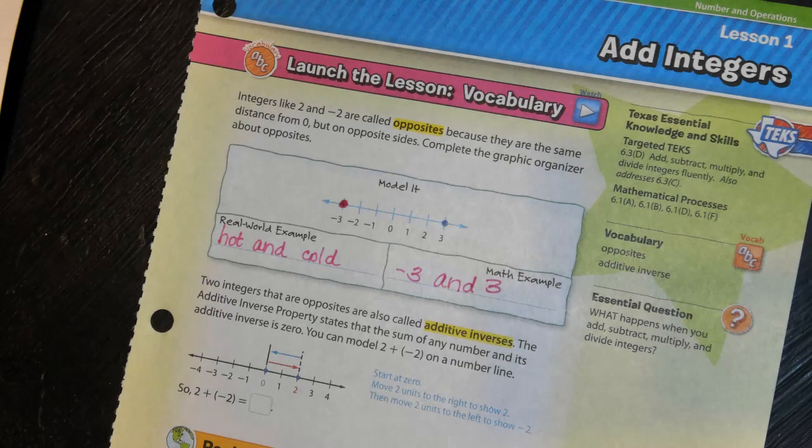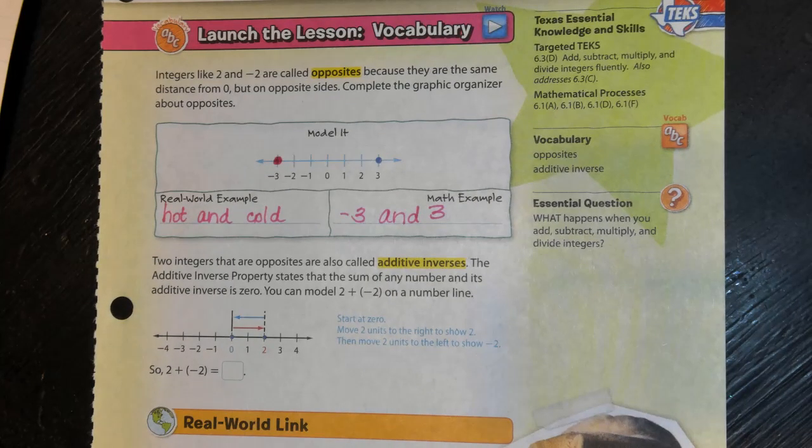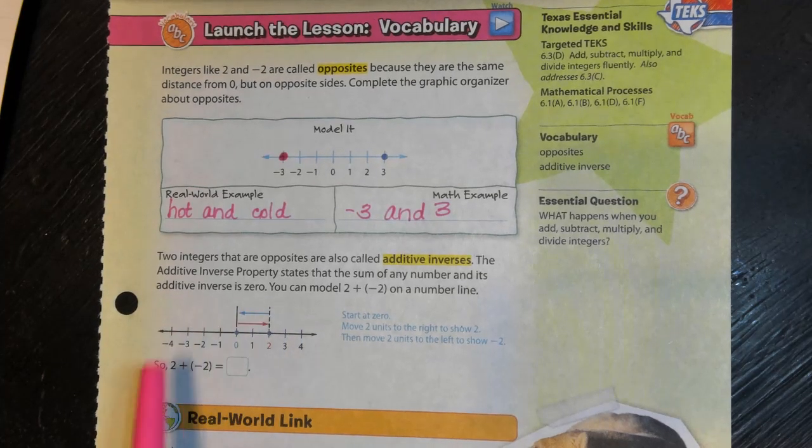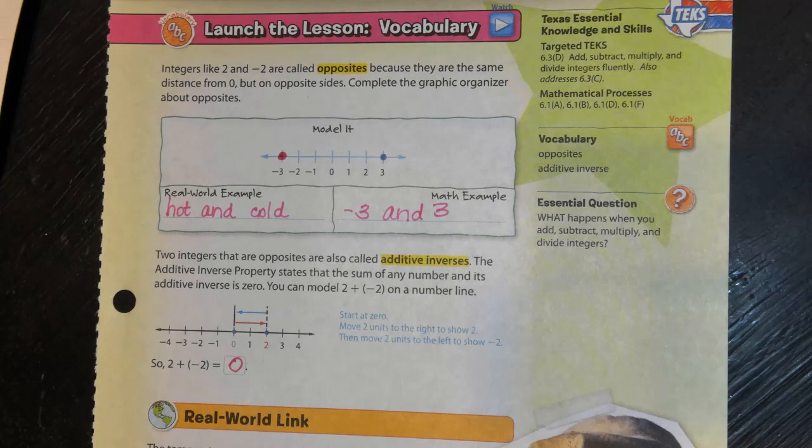Okay, so two integers that are opposites are also called additive inverses. The additive inverse property states that the sum of any number and its additive inverse is 0. And you can model this like 2 plus -2 on the number line. You would always start at 0, and if you go to +2, and then from +2 you go in the negative direction, you would end up at 0.